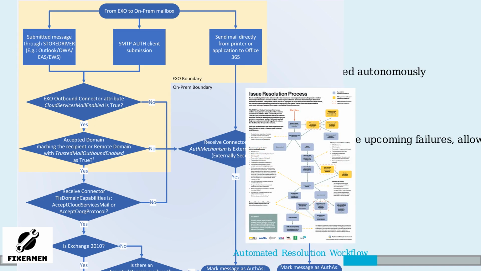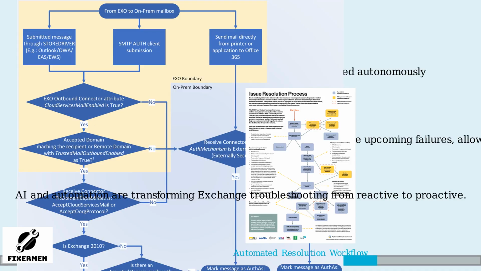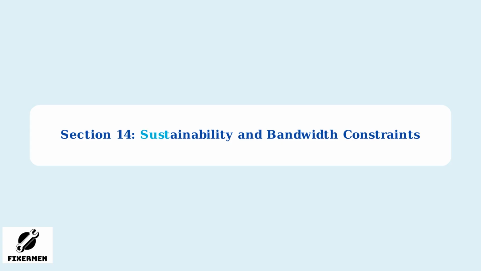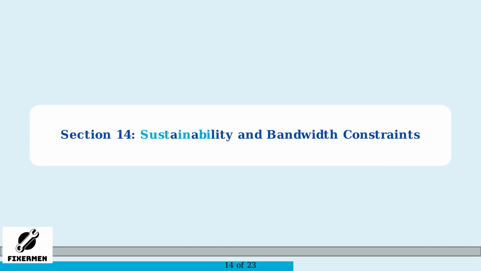Automated workflows guide issue resolution from identification to implementation, ensuring consistent and efficient handling. In summary, AI and automation are shifting Exchange troubleshooting from reactive fixes to proactive, predictive maintenance. Eco-friendly data centers are transforming how Exchange servers operate.